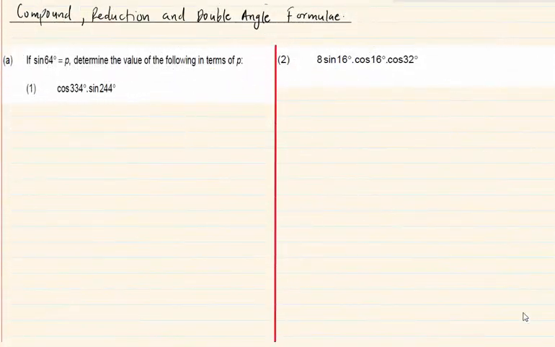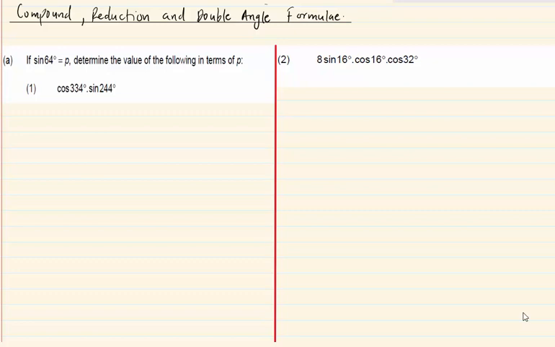In this tutorial, we are going to make use of the compound, reduction and double angle formulae to solve some typical examination questions. I've got this one question here which is made up of two parts, and we have to reduce these expressions into terms of P. So the first one is going to be cos of 334 multiplied by sine 244.